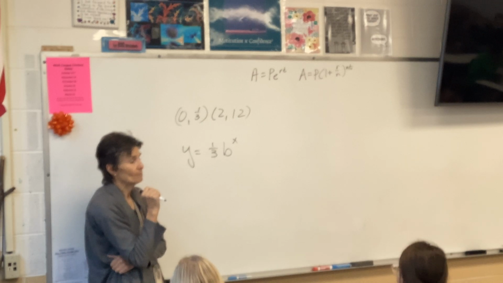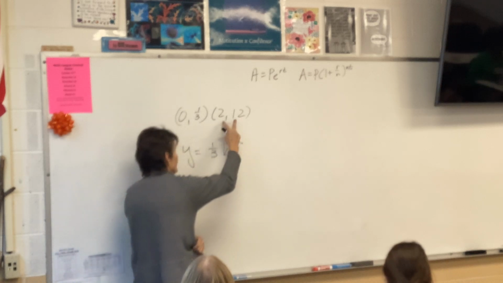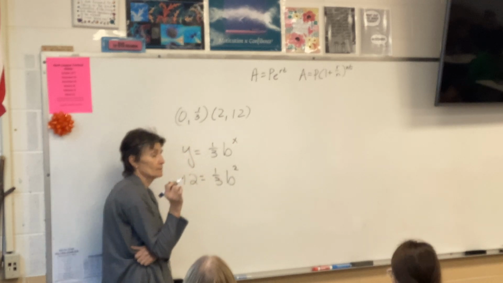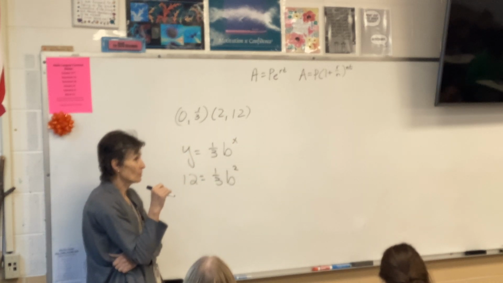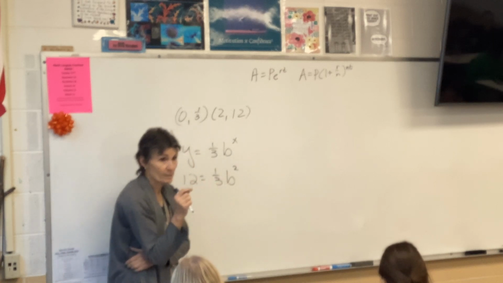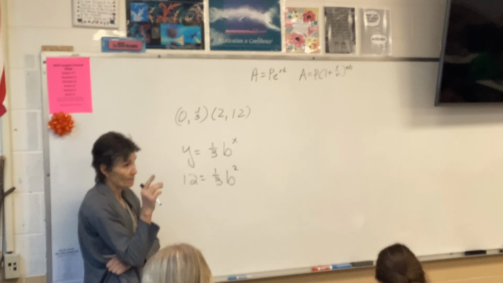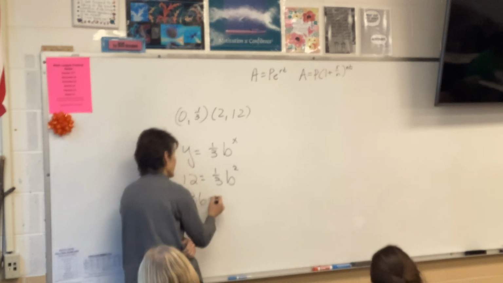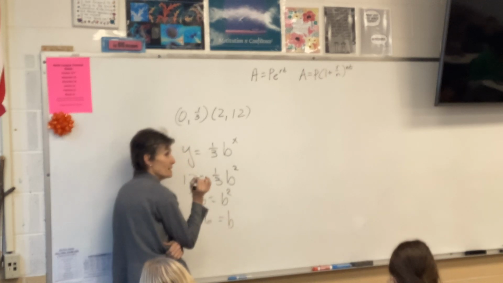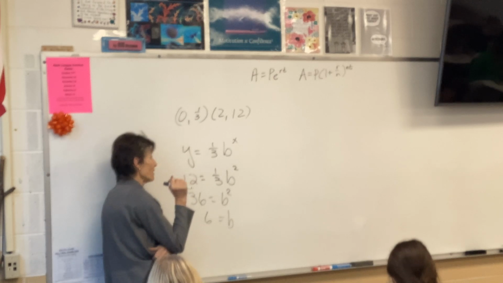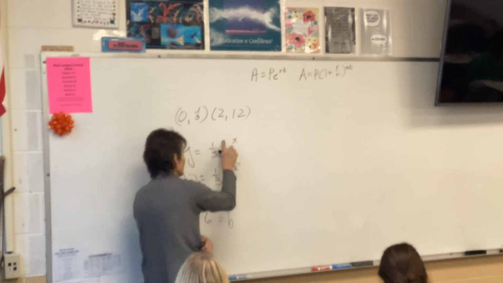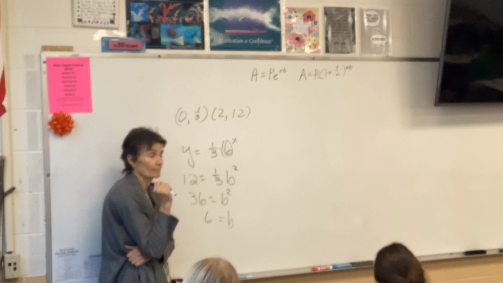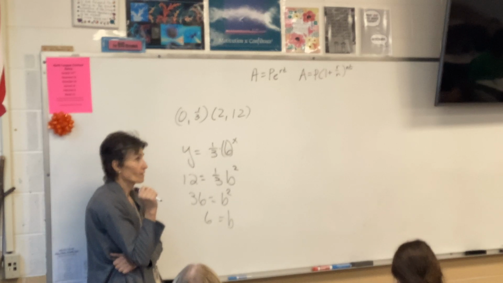All right, and then what? Plug in this point. So 12 equals 1/3 b squared. Divide by 1/3 or multiply by 3. Remember, those two things are the same. So do whatever's easiest. I think it's easier to times by 3 personally. So 36 equals b squared, which means b equals 6. And that is not the answer. The answer is 1/3 times 6 to the x. All right, that didn't take very long.